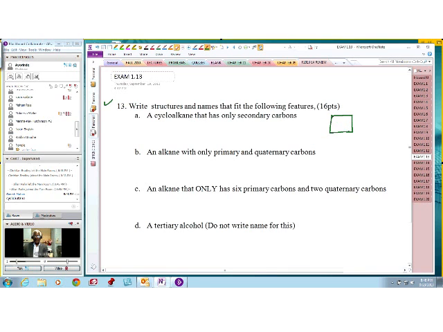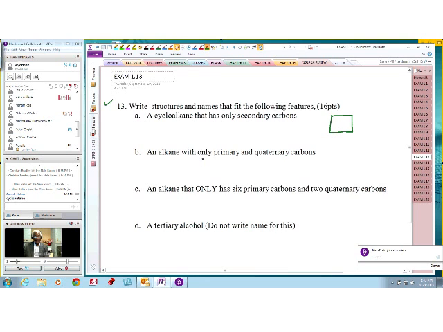If you look at cyclobutane, this carbon here is a secondary carbon because it is attached to 2 other carbon atoms. This carbon here is a secondary carbon because it is attached to 2 other carbon atoms. The same thing goes to this carbon, and the same thing goes to this carbon. Very good. We could also use cyclohexane or cyclopropane. Any one of those will do.